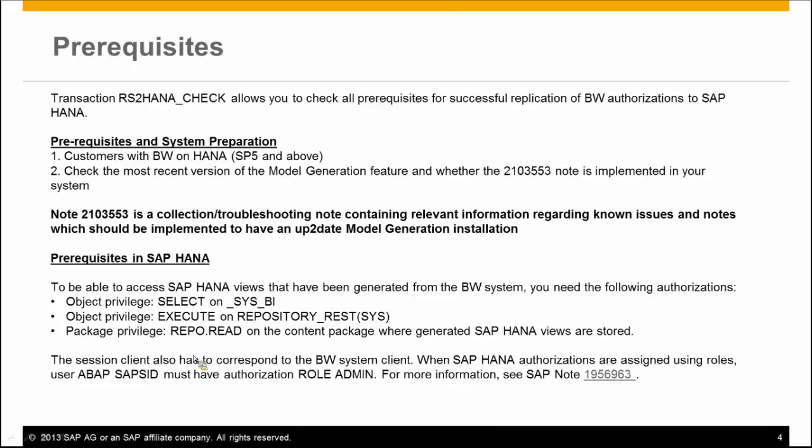From the prerequisites on the HANA side, there are certain authorization related details which need to be taken into account. You need to have some of these object privileges for the SYS_BI user, and you have to ensure that your repository read privileges for the package are enabled. So these are some of the things which need to be set on the HANA side and on the BW side to ensure that your model generation goes through without any hitch.